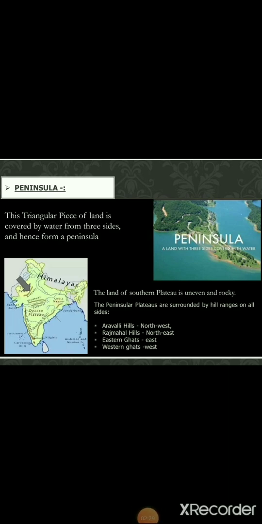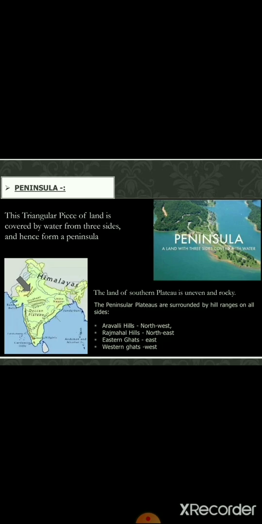Now coming to the peninsula. The triangular piece of land which is covered by water on three sides is called a peninsular area. As you can see on the map, on the eastern side, by the Eastern Ghats, it is covered by the Bay of Bengal. When you look below the Gujarat state, that blue portion is the Arabian Sea. And to the south of India, near Sri Lanka and below Sri Lanka, that blue area is the Indian Ocean. It means South India is surrounded by water on three sides, so it becomes a peninsular area.